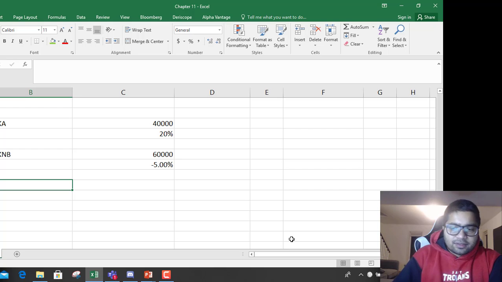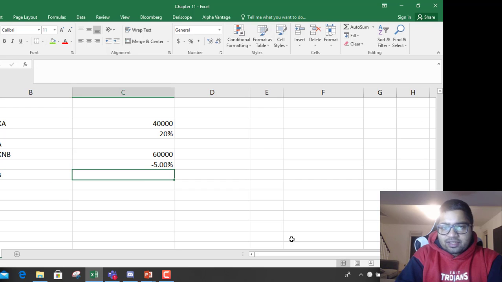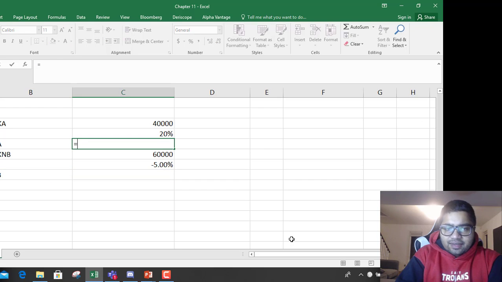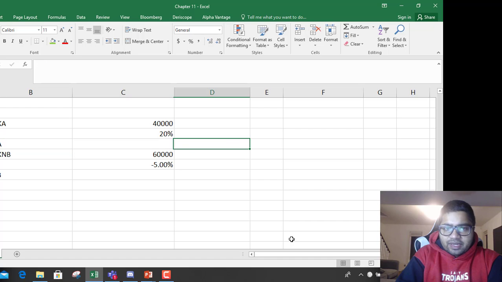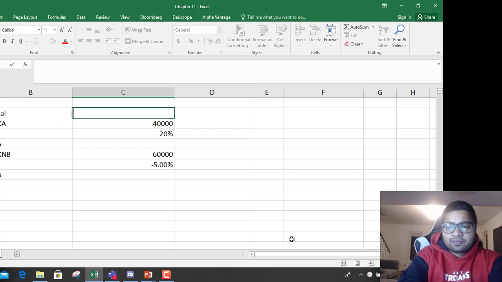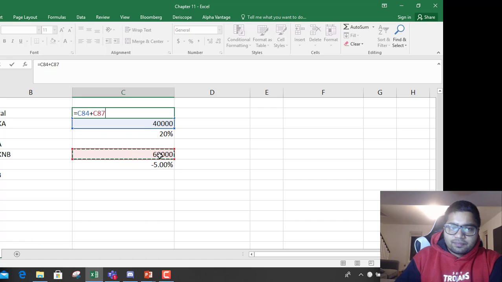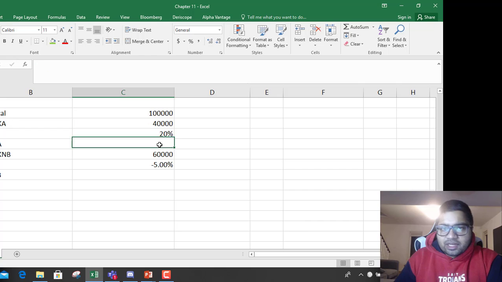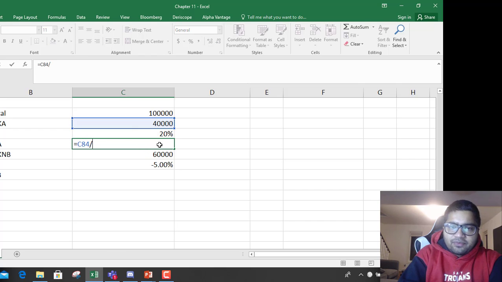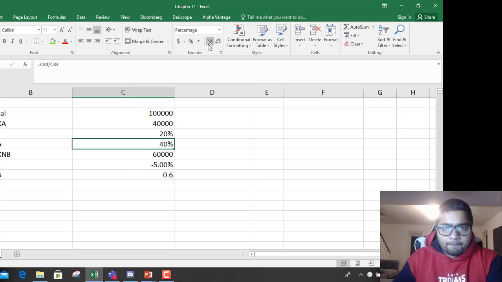Okay. So what is the weight of asset A and what is the weight of asset B? Because to calculate returns we need weights. To calculate weight, we need total investments. So let's do first total investment. So total investment is 40,000 plus 60,000. 100,000 is the total investment. So what is the weight of asset A? 40 divided by 100, 40%. What is the weight of asset B? 60 divided by 100, 60%.